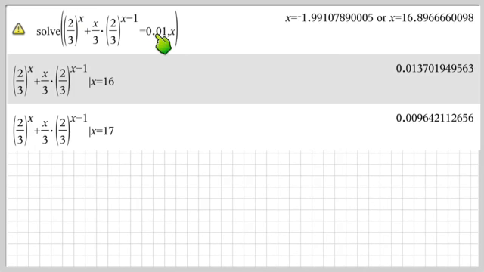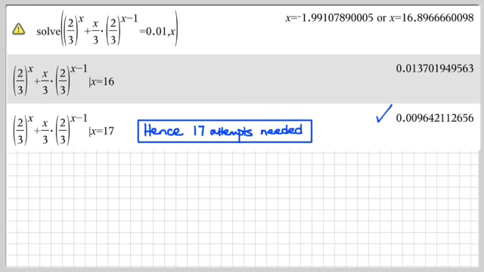Now, remember we were really trying to solve for less than or equal to 0.01. If we put 16 into the left-hand side here, we get more than 0.01, so that's no good. Then for x is 17, we get a value less than 0.01. So that's the one that we want. 17 attempts needed, okay? 17 attempts needed to get at least 2 into the bin when the probability of getting it in on any one throw was 1/3.